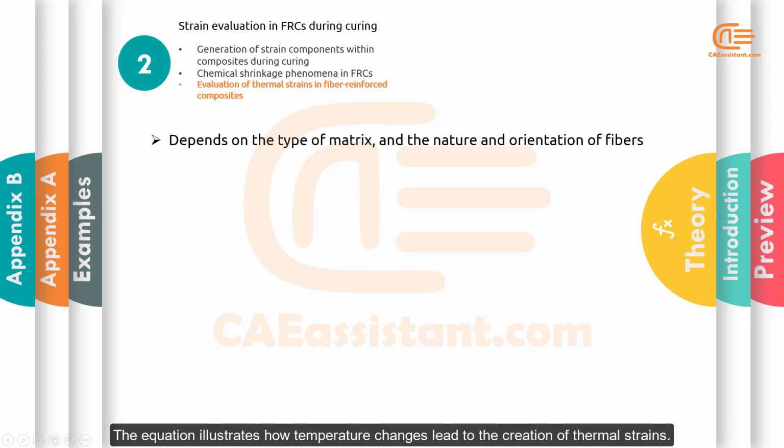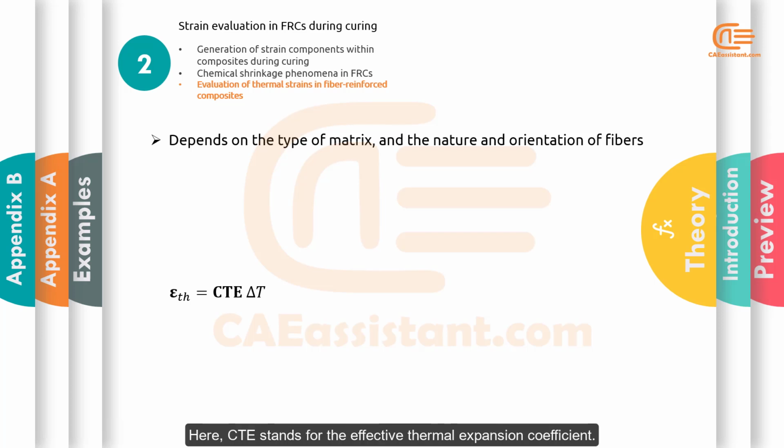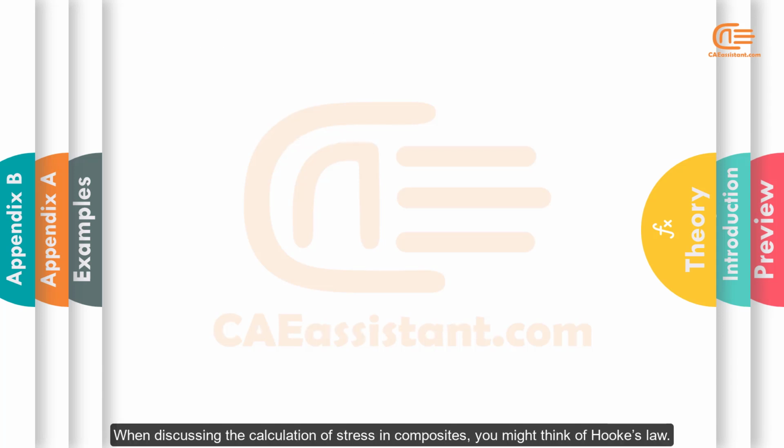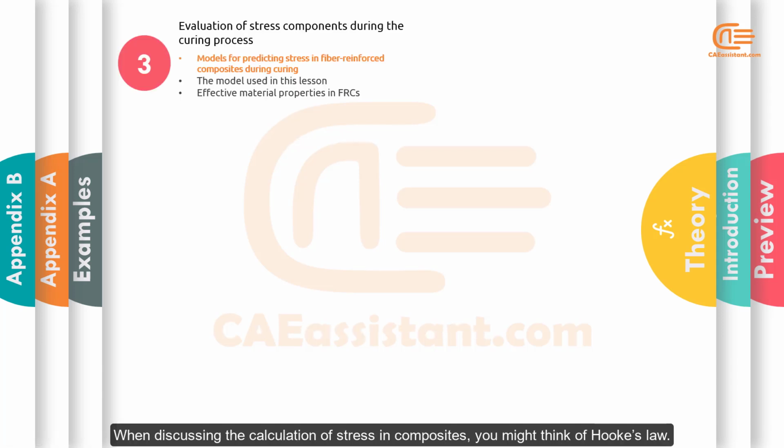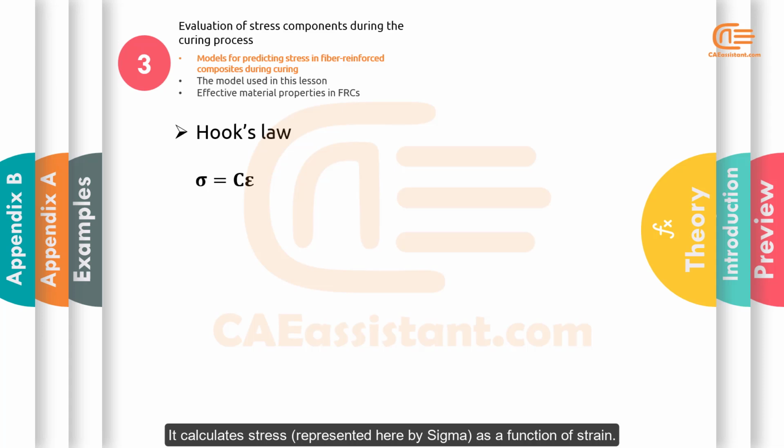The equation illustrates how temperature changes lead to the creation of thermal strains. Here, CTE stands for the effective thermal expansion coefficient. When discussing the calculation of stress in composites, you might think of Hooke's law. It calculates the stress, represented here by sigma, as a function of strain. Here, C represents the stiffness matrix.